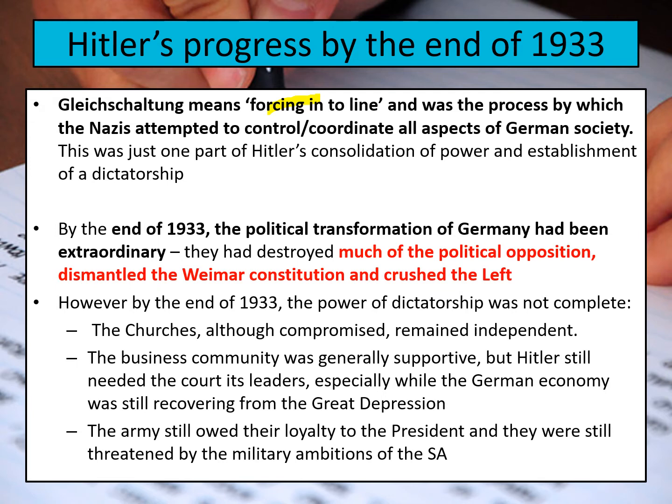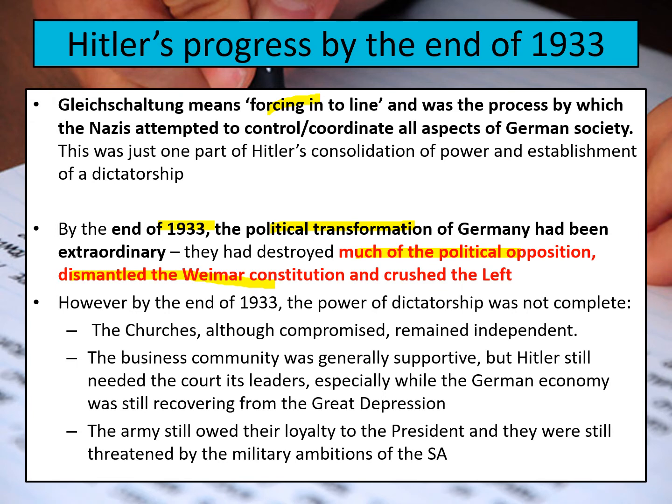So we've seen that there has been a kind of radical political transformation of Germany by the time we get to the end of 1933. Hitler has managed to get rid of much of the political opposition, especially when he passes the law against the formation of new parties in July 1933. He's managed to dismantle the Weimar Constitution with things like the Enabling Act. So there's been enormous progress, but it is worth bearing in mind that actually he hasn't completely achieved everything by the time we get to the end of 1933.